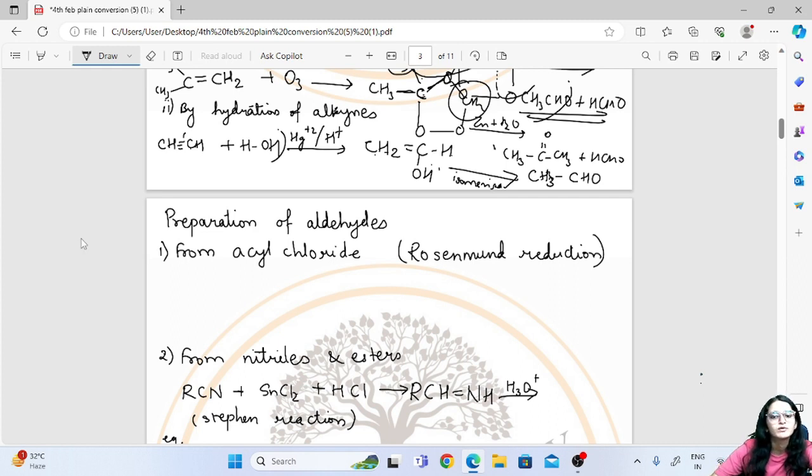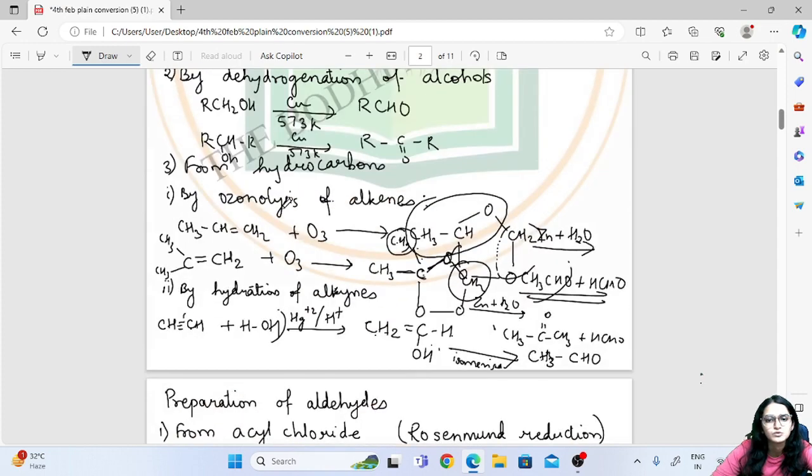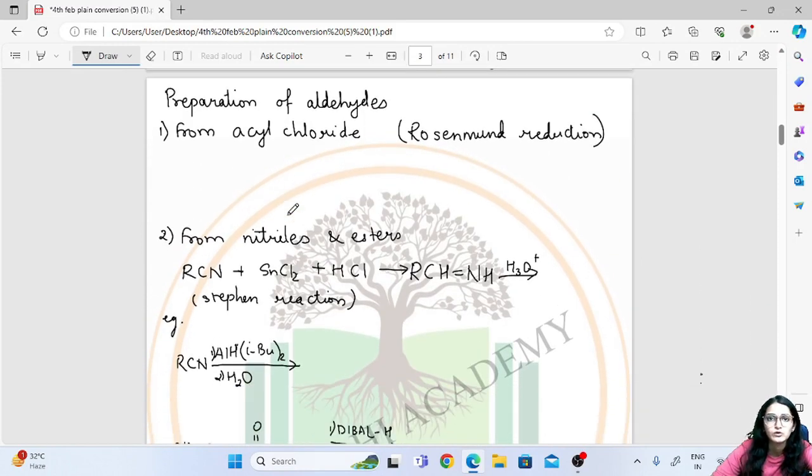Okay, so this is about the general methods of preparation of aldehydes and ketones, which we have already discussed in last year's chapters and also in our previous chapters. Okay, now next is preparation of aldehydes from acyl chloride.